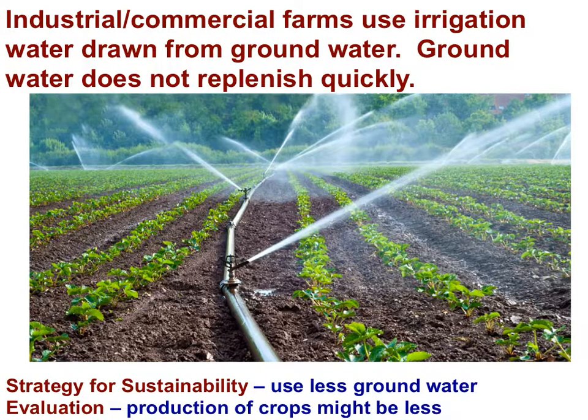Industrial commercial farms often use irrigation water drawn from the groundwater. Groundwater does not replenish quickly. Groundwater depletion is a significant issue worldwide. Industrial agriculture that relies on groundwater irrigation is not sustainable. Strategy: use less groundwater. Evaluation: the production of crops might be less.